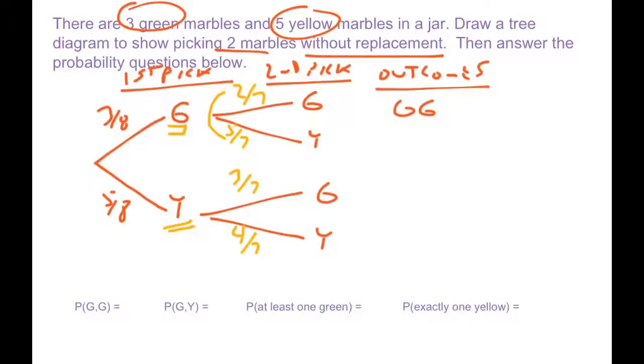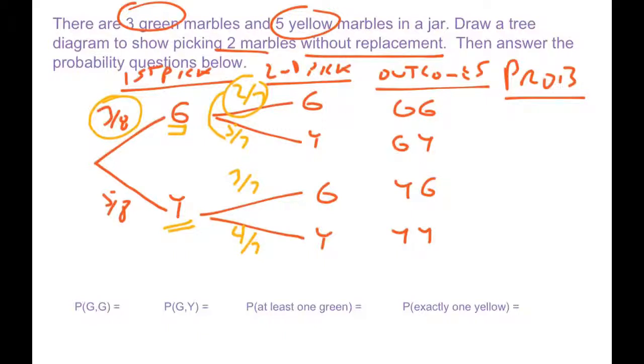These are going to be the same, green, green, green, yellow, yellow, green, yellow, yellow. But my probability column is going to be different. So green, green is going to be my 3/8 times 2/7. And that's going to be 6/56, which is reduced to 3/28.